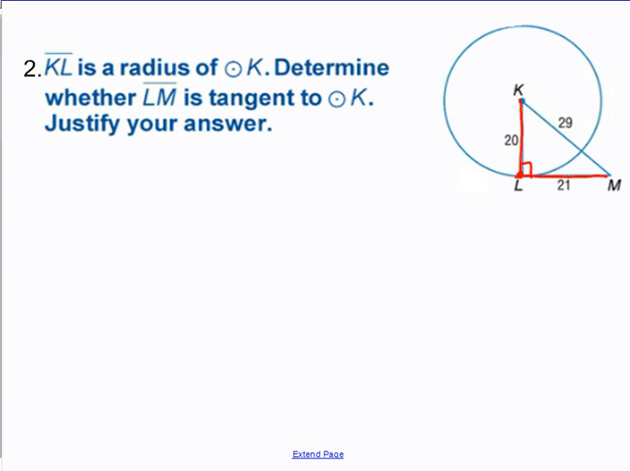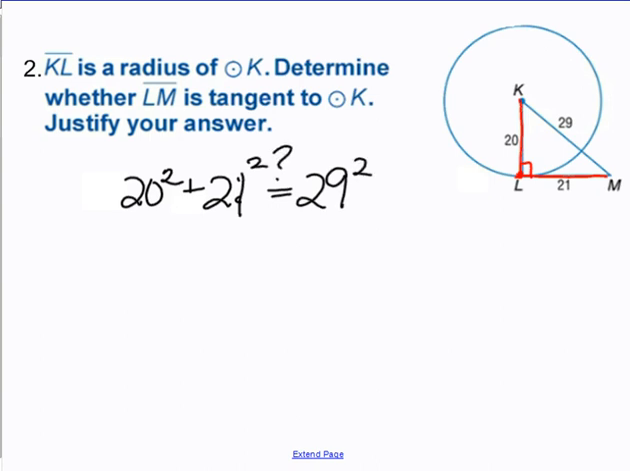If that's true, then these numbers should work out with the Pythagorean theorem. So we have to see if 20 squared plus 21 squared equals 29 squared. So is this true? Well, when I do this side of the equation, I end up with 1282. And over here I get 841. They're not equal. So no, this is not a tangent.